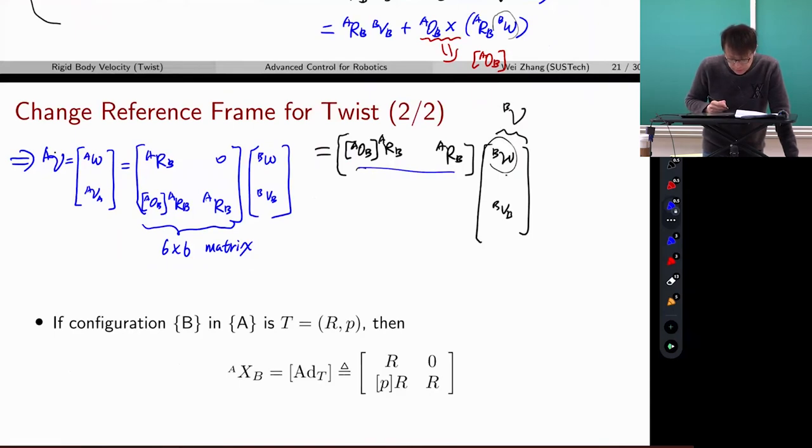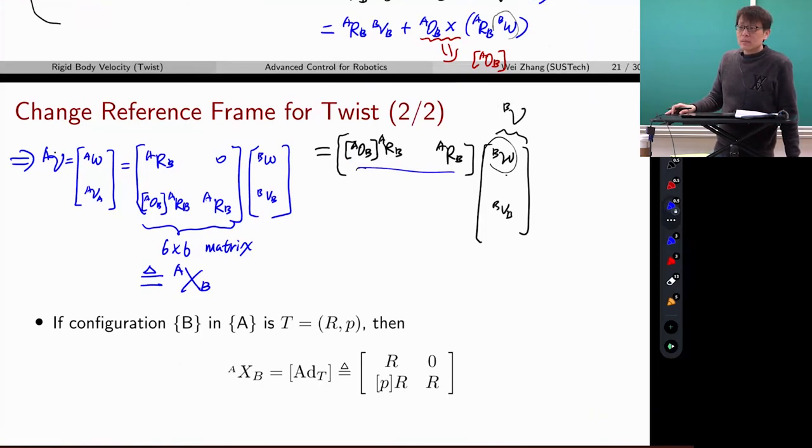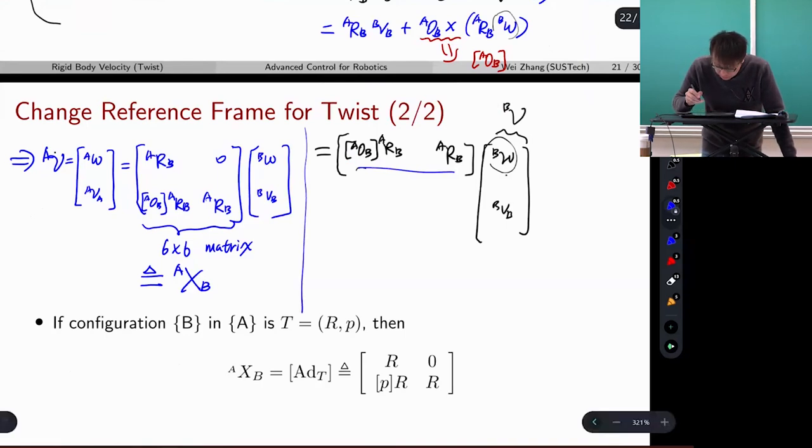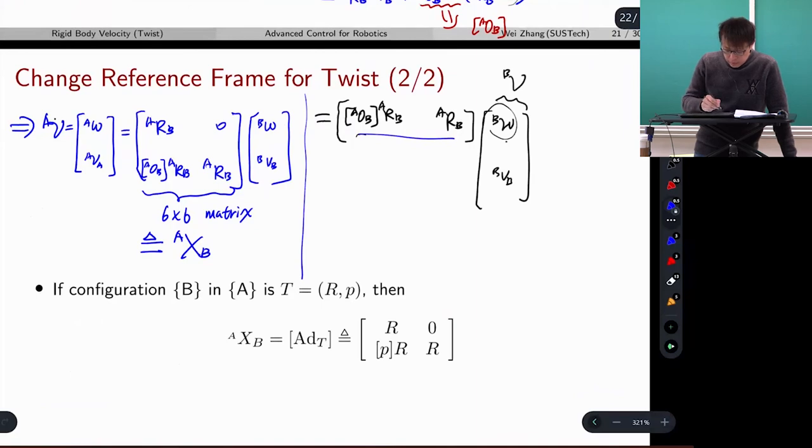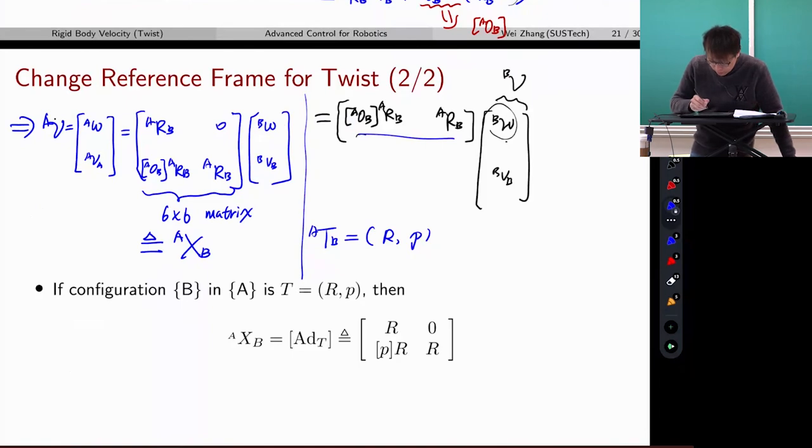So we define it as XBA. You can think about it as a change of coordinate for twist. Let me repeat. It's a change of coordinate of twist. Well, these are too many indices. Sometimes I feel confused. So this matrix can be defined, let's use shorthand notation, this TBA, let's just call R and P. Let's not use BA, it's clear from the context, okay?